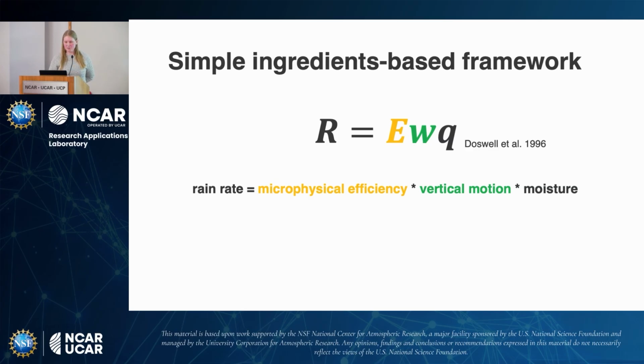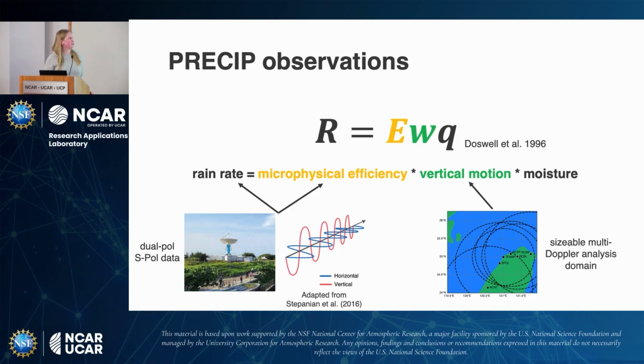Because of the PRECIP observations, we can actually address things related to the first two items. In terms of the rain rate and microphysical efficiency, or even just microphysical processes and characteristics, the polarimetric data from S-Pol is really key because it tells us about the shape and type of hydrometeors existing around this region.